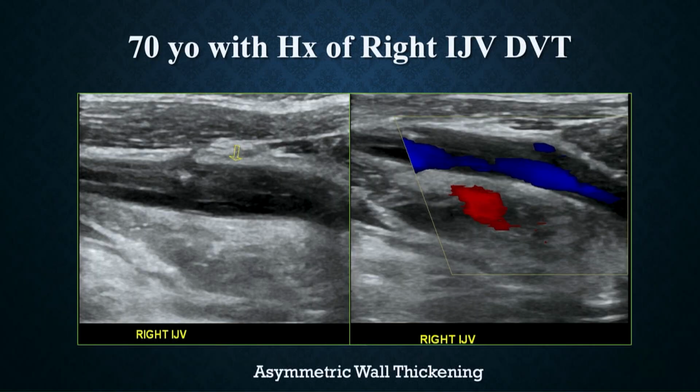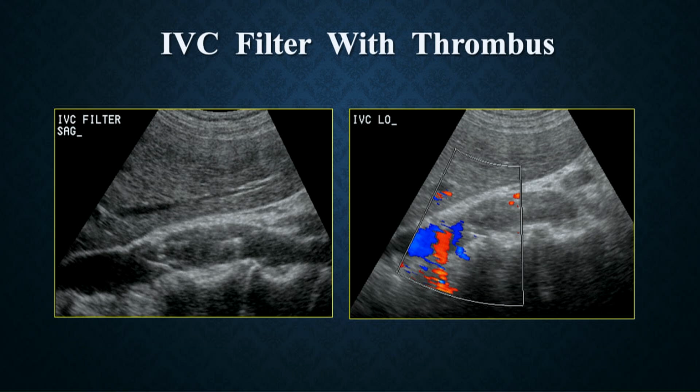Here's another example. Here's a 70-year-old presented with a history of right internal jugular vein DVT. This is just asymmetric wall thickening. It doesn't look like acute DVT. The lumen compresses. Again, but it doesn't look like focal thrombus. The vein is contracted. It's not expanded. It's an important thing to remember.